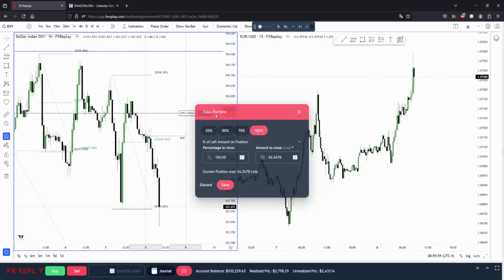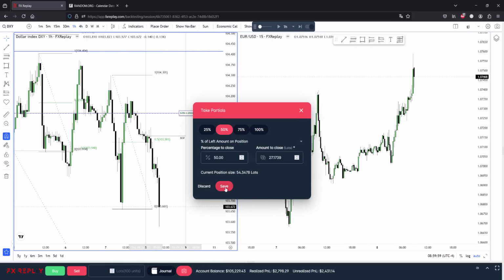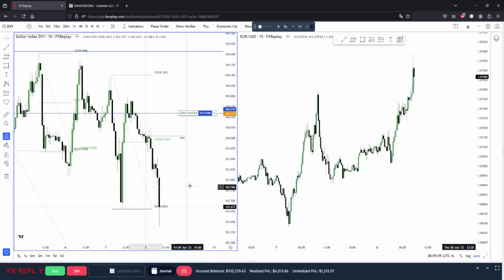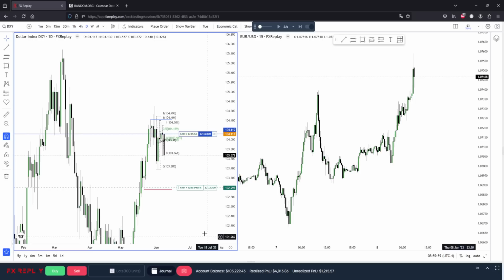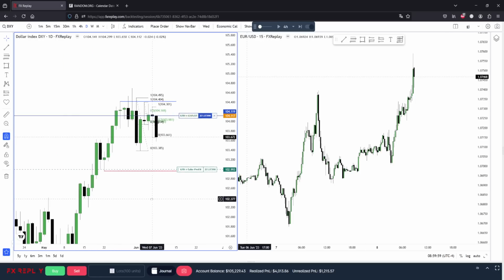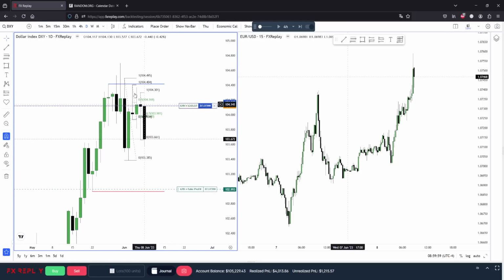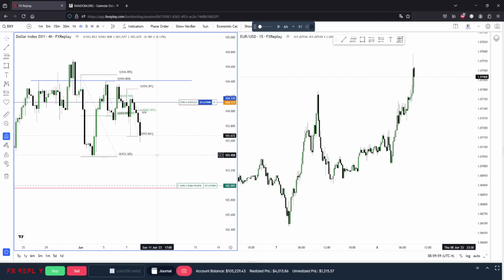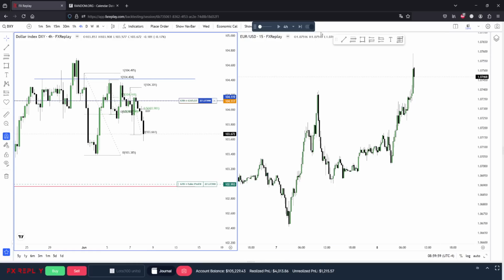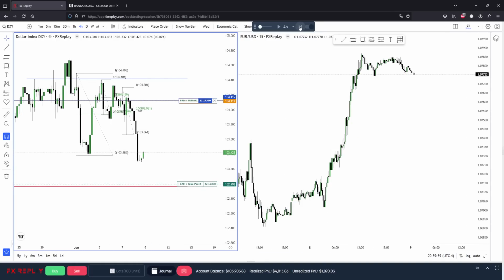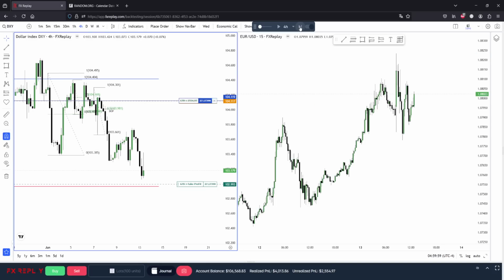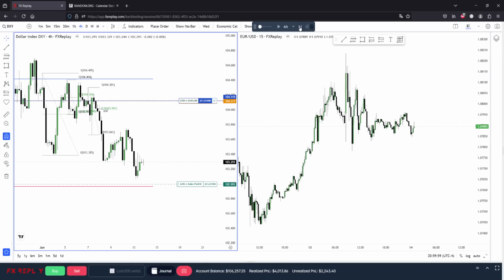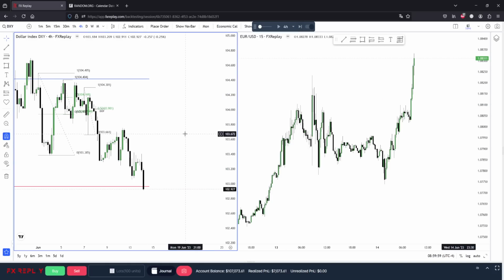We can take a little partial. Let's take off 50%. So we bank 1.2%, right? Beautiful. And we're gonna let this run to target, see if we can hit this target down here, and then we're gonna wrap up this simulation. So I'm gonna skip higher time frame, see if we can get into this low. Yeah, look at that, right?